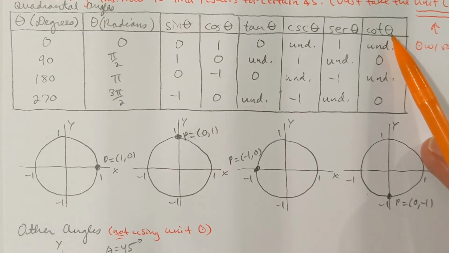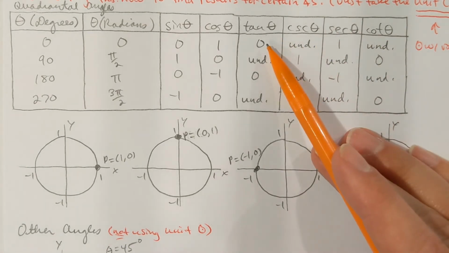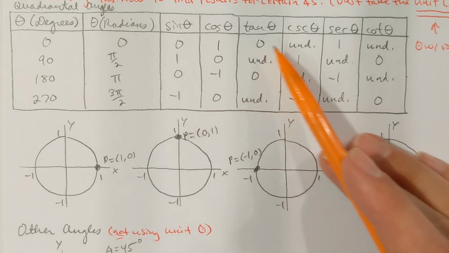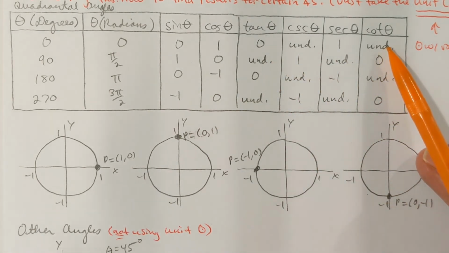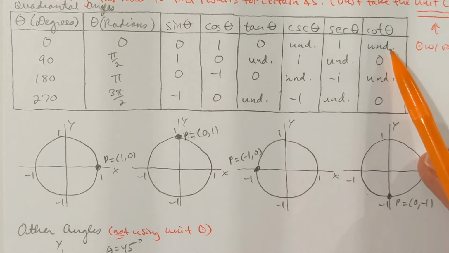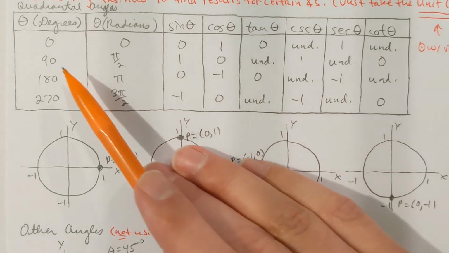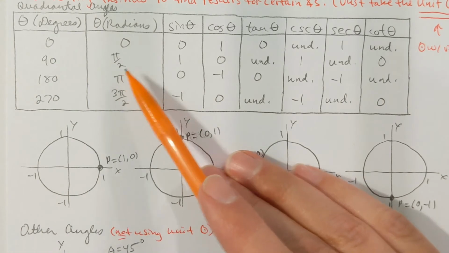Cotangent of 0 is the reciprocal of tangent of 0. Well, tangent of 0 is 0 over 1, which is 0. When you flip the numerator and denominator, that's going to be a problem with division by 0. So cotangent of 0 would be undefined. How about 90 degrees, or pi over 2 radians?